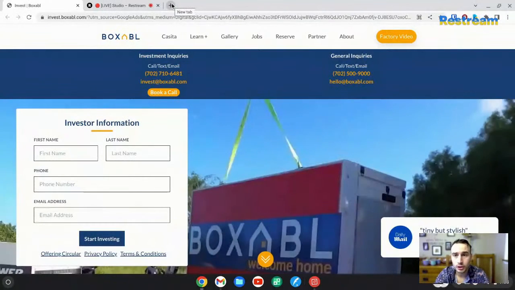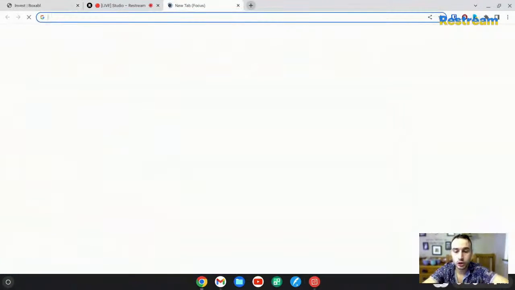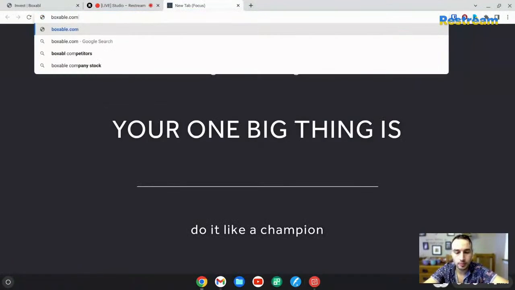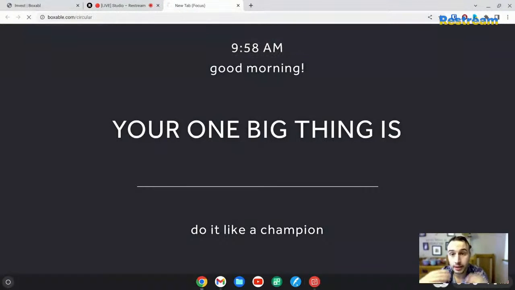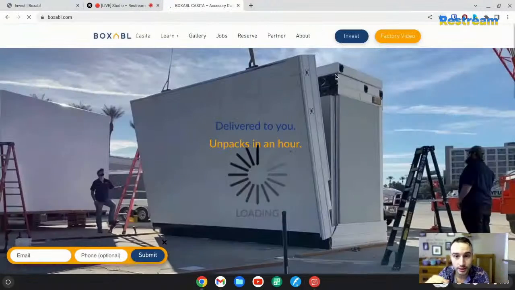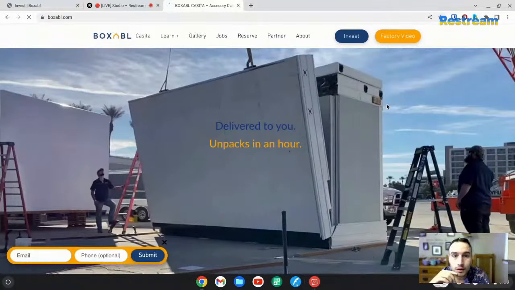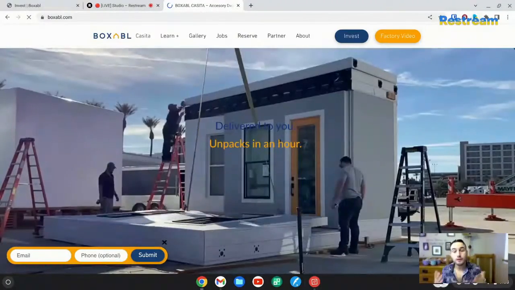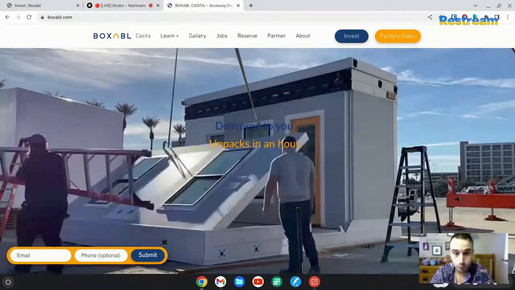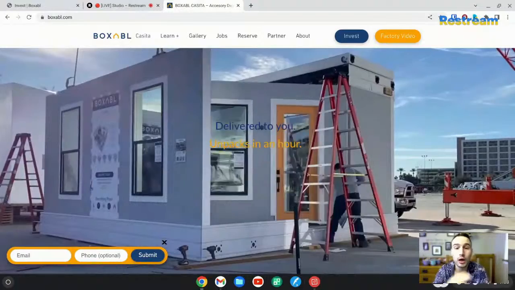First, they mentioned boxable.com/circular, which is probably just going to be a page dedicated to the 96-page circular that I was just reading. Let's see. Oh, okay. Delivered to you on packs in an hour. My lord, finally some information about the company. That's a fair housing delivered to you on packs in an hour.